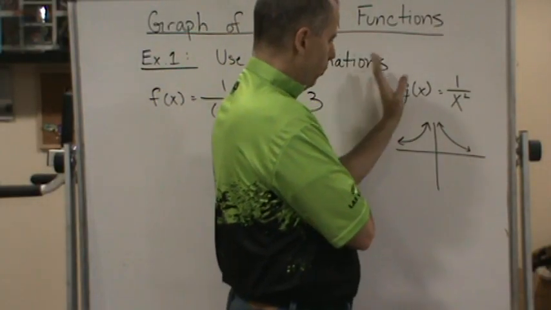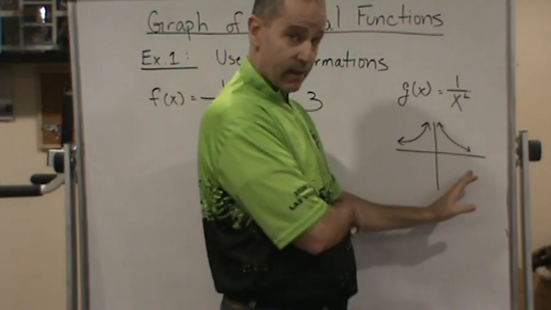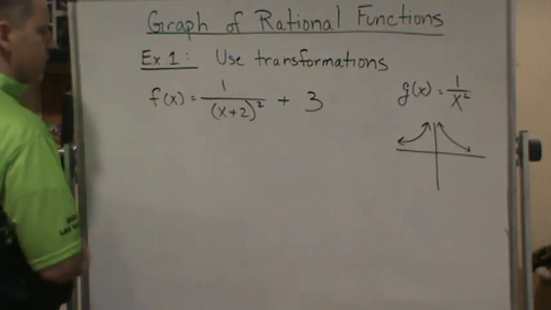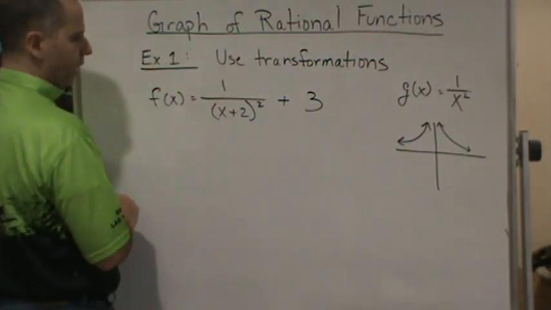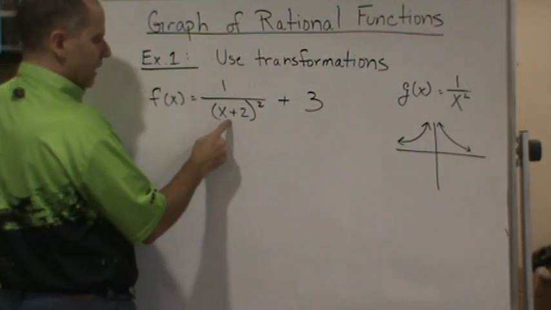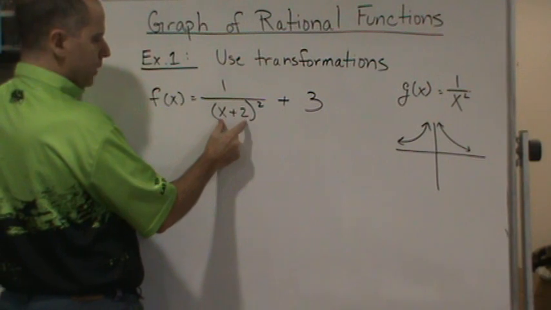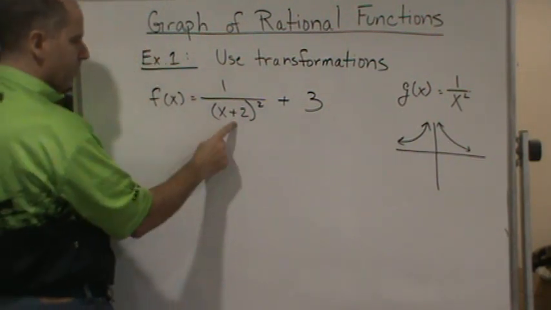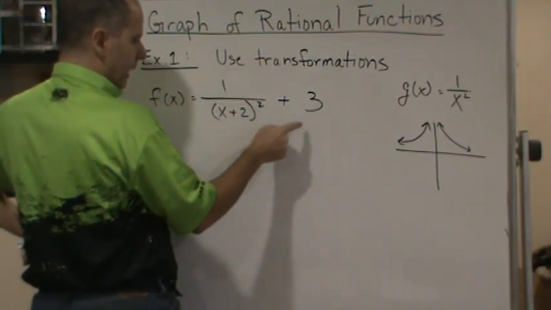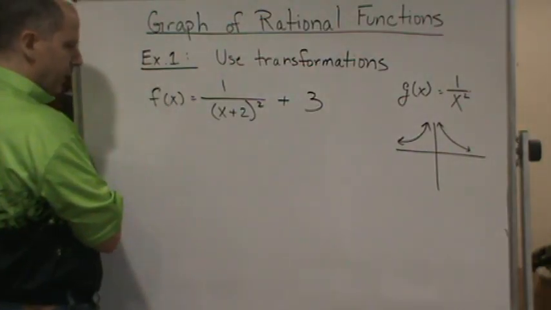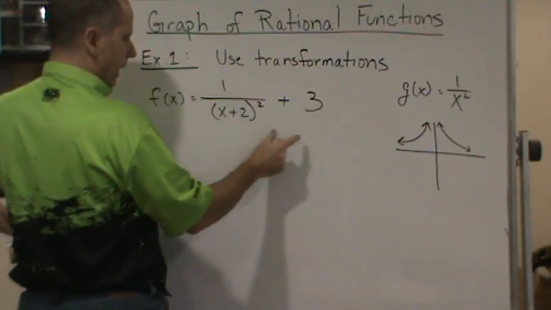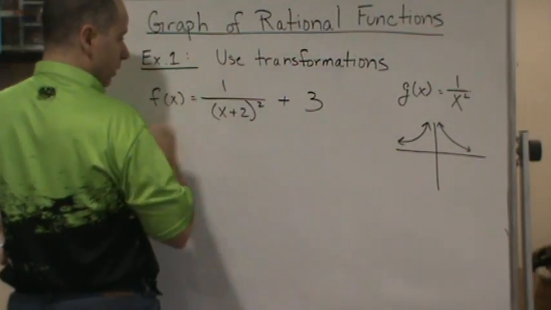So in this example here, we know how this behaves based on everything in our toolbox that we know now. And so now what we could do is use transformations to graph this rational function, right? Because we know it behaves like this, and this tells us that we have a horizontal shift to the left, 2 units, and a vertical shift upward, 3 units.